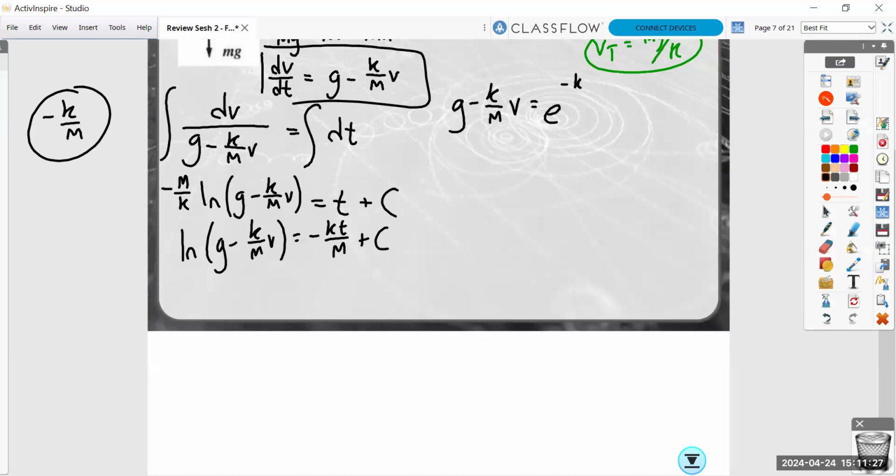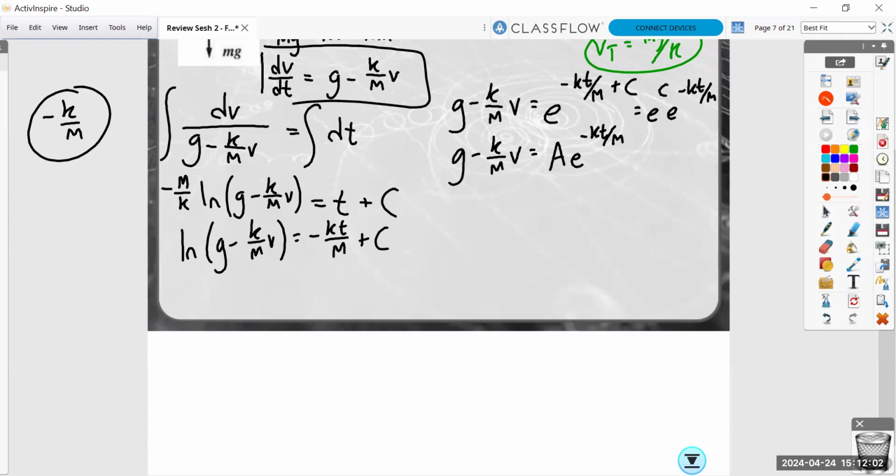And here's where we've got to remember, and we saw this when dealing with the RC circuits the other day, that the additive constant up top turns into a multiplicative constant in the front. The reason it turns into that is I can rewrite this as e to the c times e to the negative kt over m. And instead of writing e to the c, I'm just going to declare e to the c to be some other constant a, just some other number. All right, we're very close to being there.